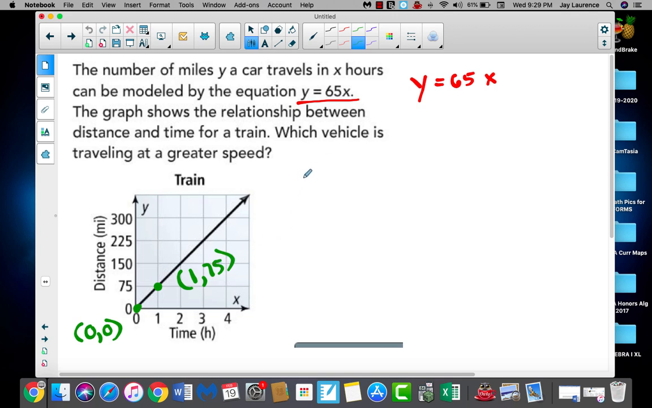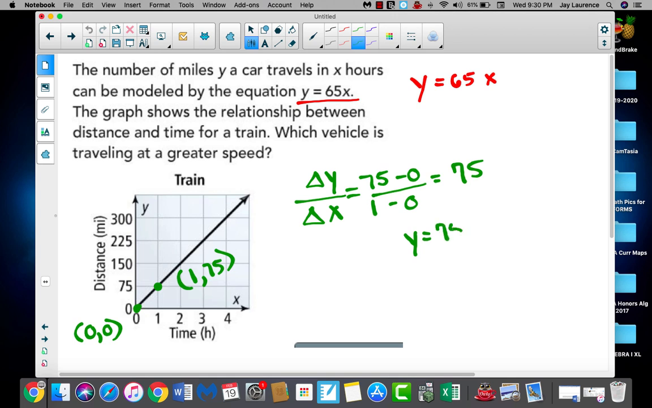To find the rate, how fast the train is going, I'll need the change in y over the change in x. And we get 75 over 1 minus 0, so we get 75. So the equation for this train is y equals 75x. There you go. So which one's going faster? Well, the car is traveling at 65 miles per hour, and the train is traveling at 75 miles per hour.